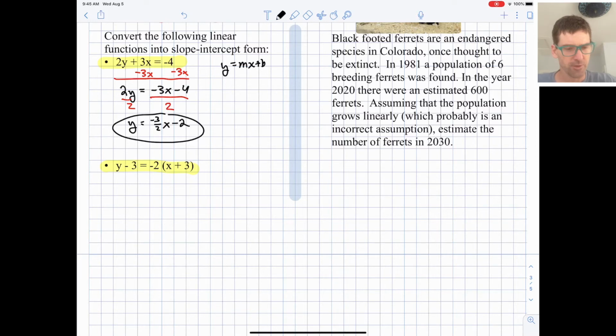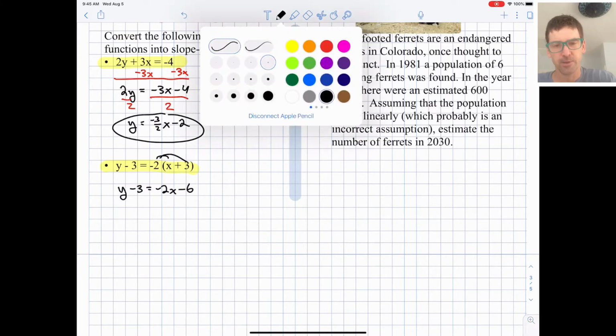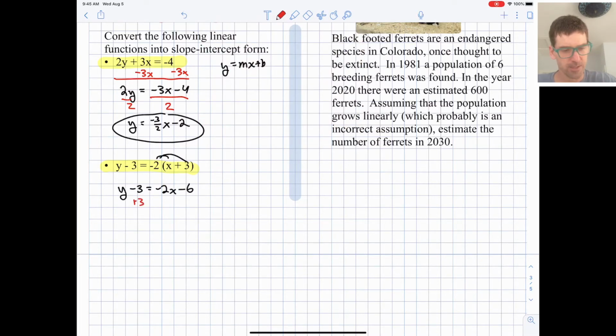But for the second one, the point slope form equation, I want to distribute this negative 2 first. So I'm going to get y minus 3 equals negative 2x minus 6. And then we can add 3 to both sides. And the 3 is going to combine with a negative 6. And we get y equals negative 2x minus 3. Okay? So that's the equivalent slope-intercept form of the point slope form we were given.